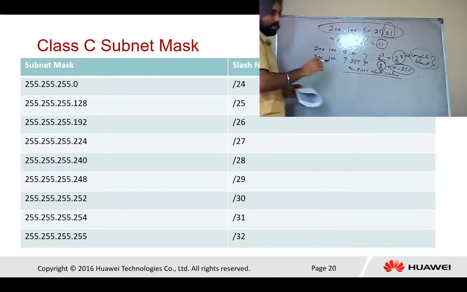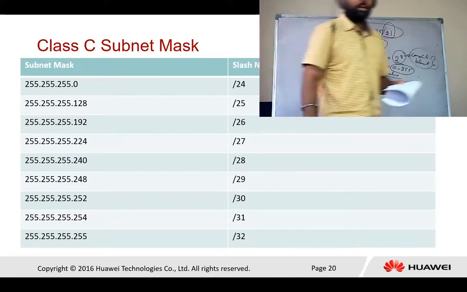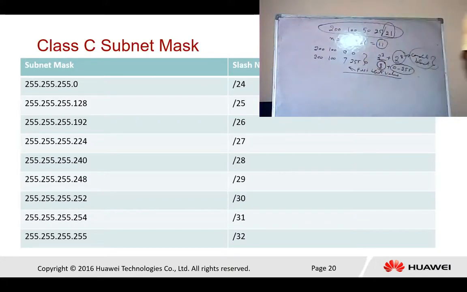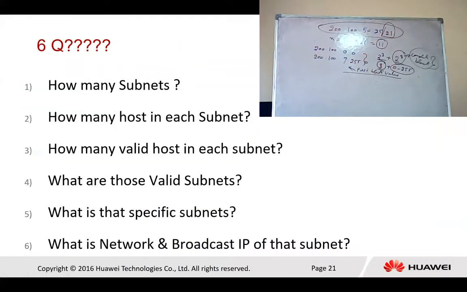Okay, so this is another example of class C subnet masks. Next, after that, we have some questions. We will discuss these questions later on.